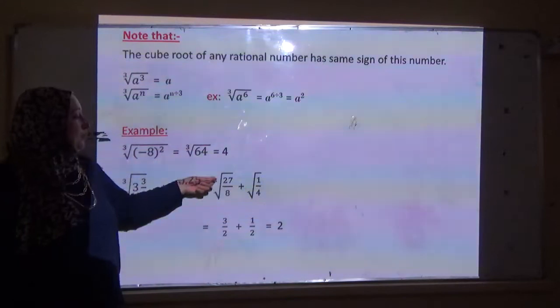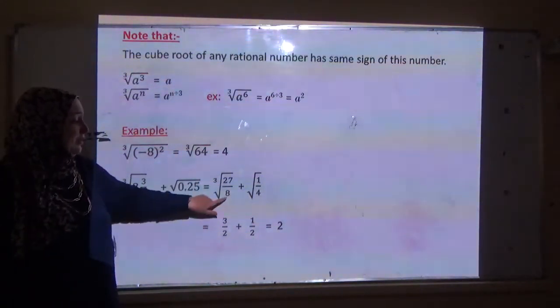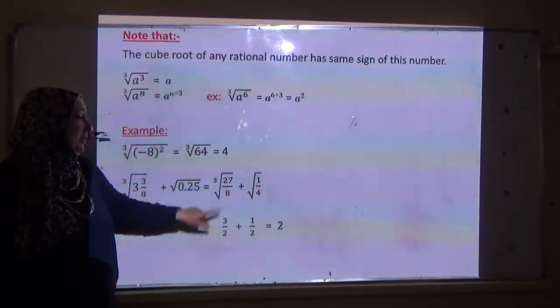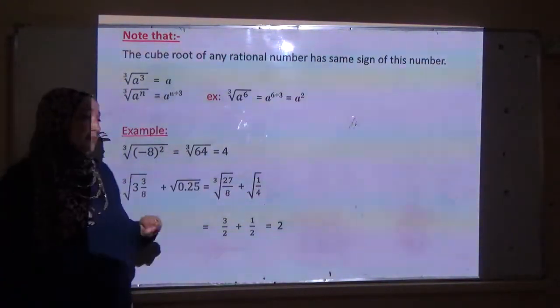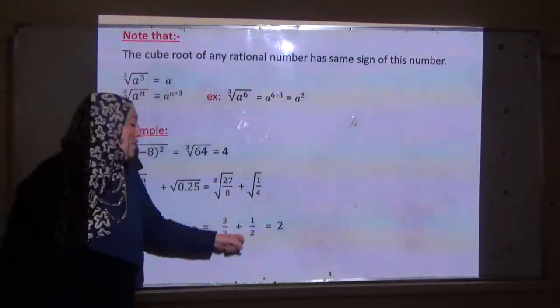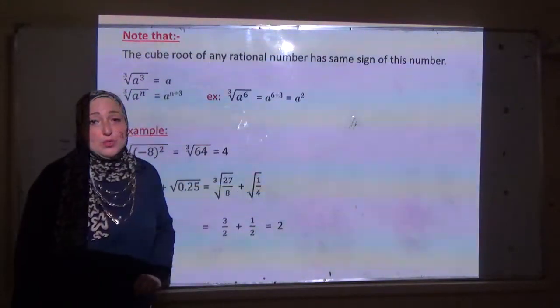Cube root of 27 over 8. Cube root of 27 is 3, and the cube root of 8 is 2. Then our result will be 3 over 2 for this cube root, plus square root of 1 over 4, which equals 1 over 2. 3 over 2 plus 1 over 2 equals 2.